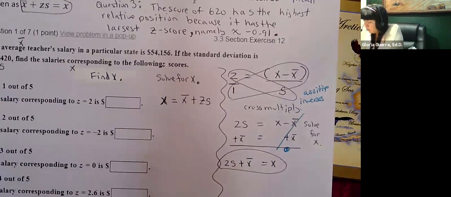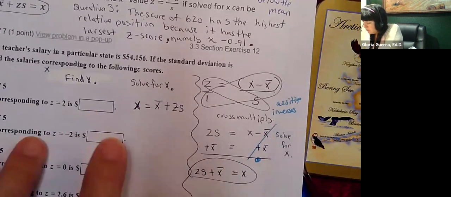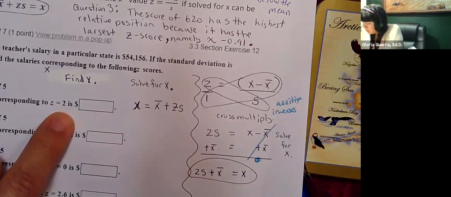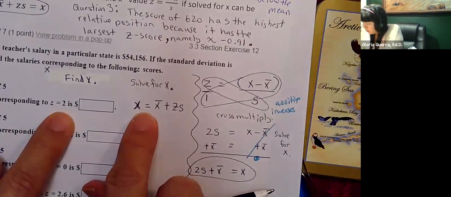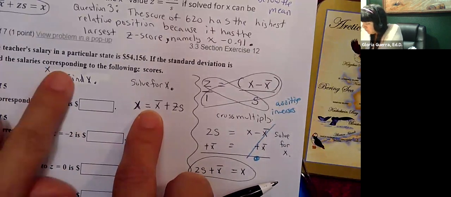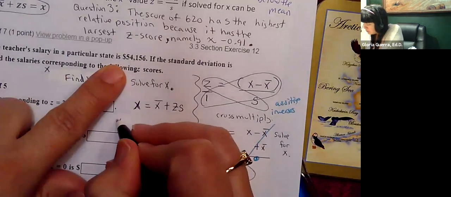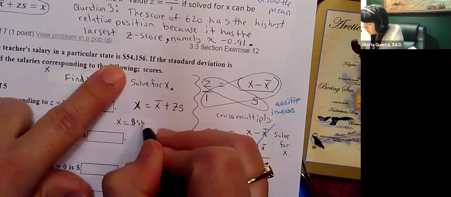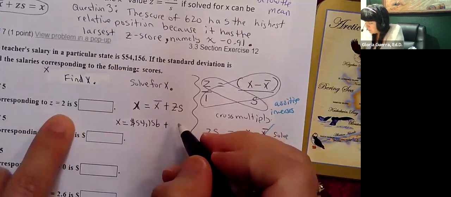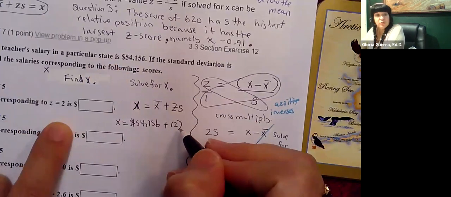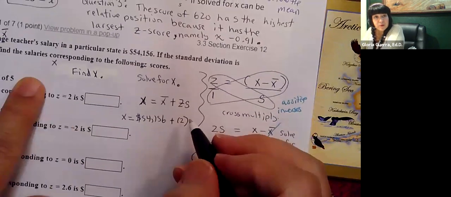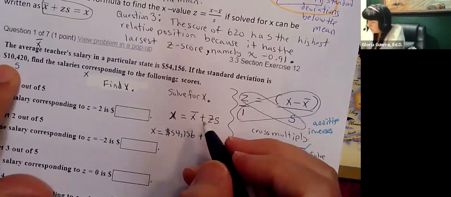So we're going to do one of these. We'll do the first one, but they would all work out the same. Your Z is 2, and your mean for all these problems is the same. Your mean is 54,000. So this is X equals 54,156 plus Z, and in this problem, Z is 2. Then you're going to change it for all these. And then your S is the same for all the problems. Your S is 10,420.